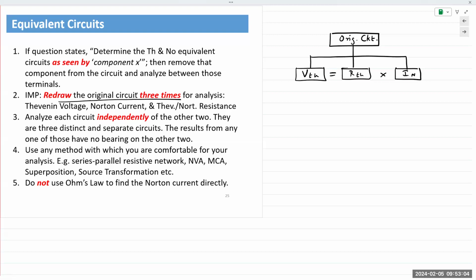Not before. So if you're trying to find the Thevenin voltage, then the Thevenin resistance has nothing to do with it, nothing to do with the circuit. And time after time, I see students make errors, and so I always emphasize this point. The Thevenin resistance, or any of these 3 values, have no bearing on the other 2 values.